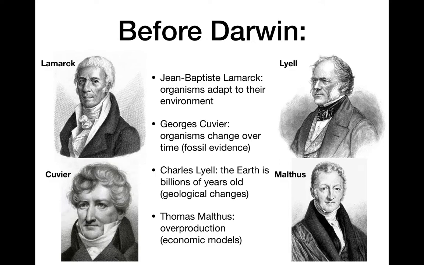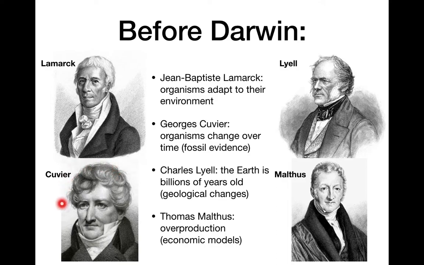So in order to get to Darwin and Wallace's natural selection theory, we had to have some other things figured out first. Here we have Lamarck. Jean-Baptiste Lamarck was a French scientist, and he figured out that organisms are able to adapt to their environment. This connection between the organism and the environment was something that Lamarck came up with, and it was a really important thing for evolution to actually make sense later on.